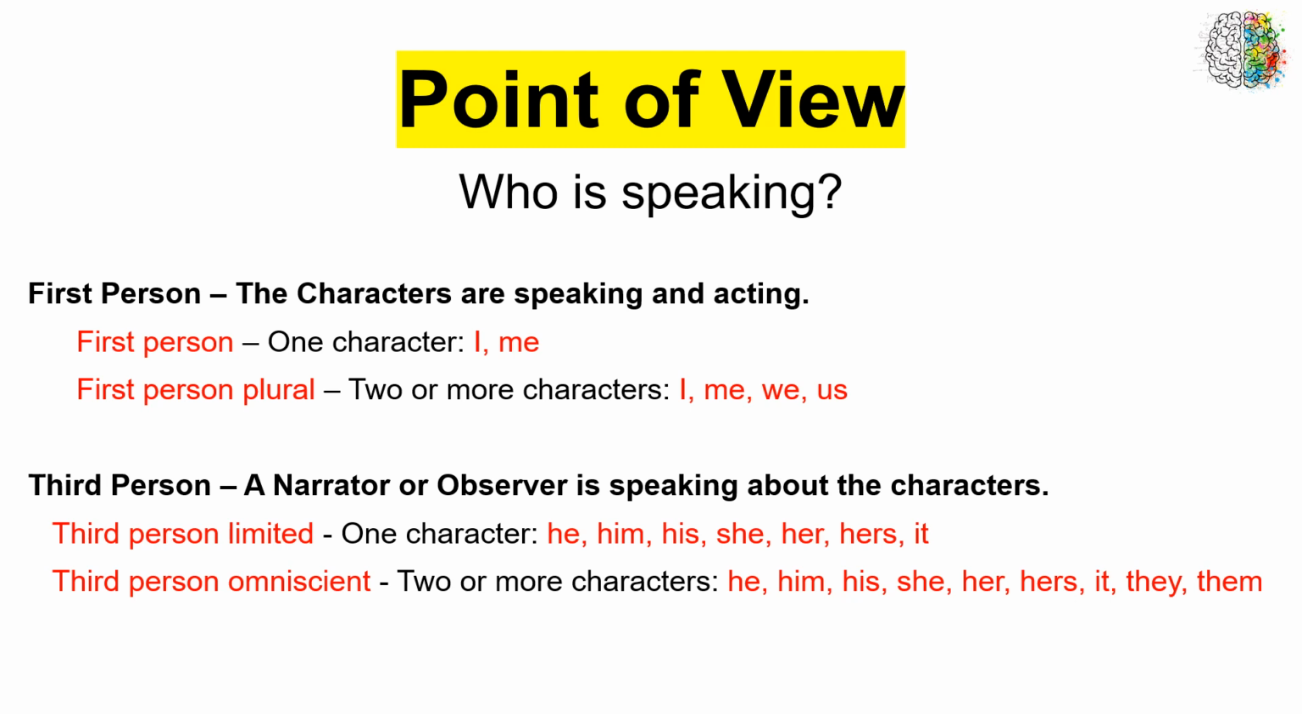Third person is when a narrator or observer is speaking about the characters. Third person limited is when the narrator is talking about one character. We'll see that with the male pronouns of he, him, and his, female pronouns of she, her, and hers, and the non-human pronoun of it. Third person omniscient is when the narrator or observer is talking about two or more characters. We'll see that with the male pronouns, the female pronouns, the non-human pronoun, and the plural pronouns of they and them.